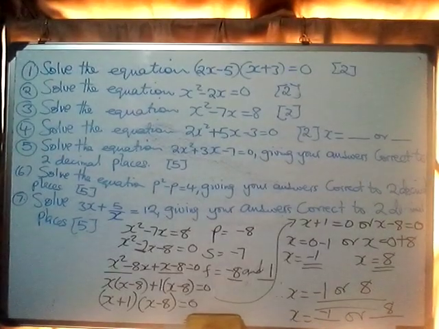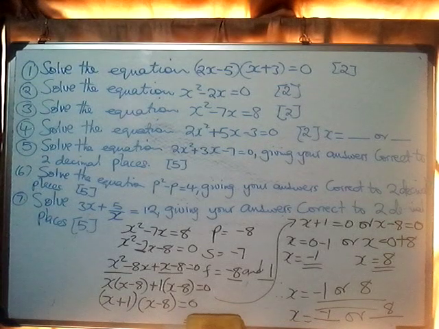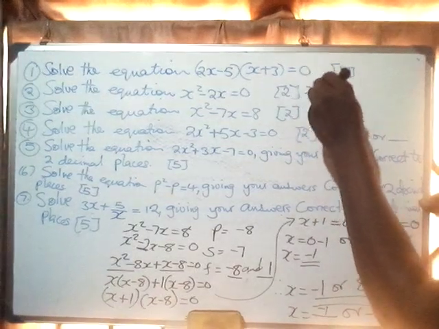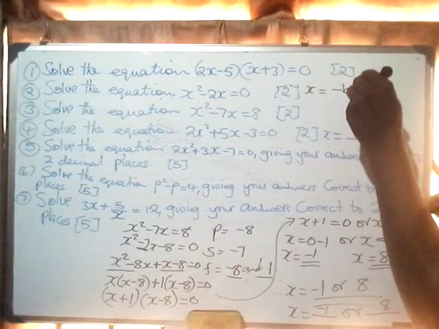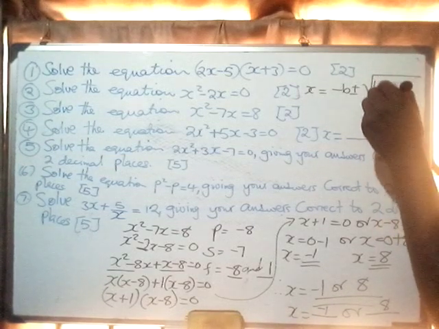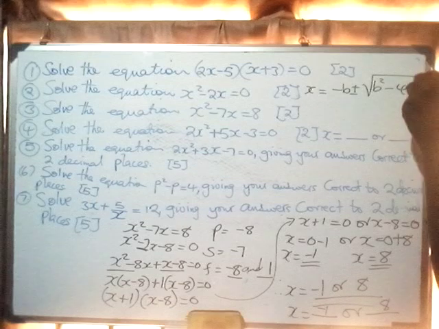Let's go to the next question, which is question number 4. Question number 4, it has already been arranged, just a matter of finding the product, sum and the factors, or you use the quadratic method, the formula method, sorry, which is x is equal to negative b plus or minus the root of b squared minus 4ac.